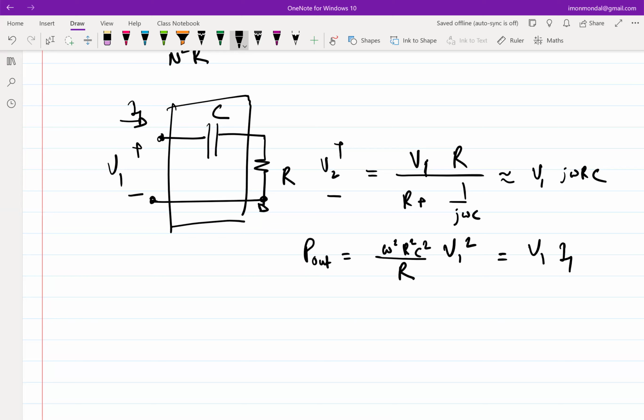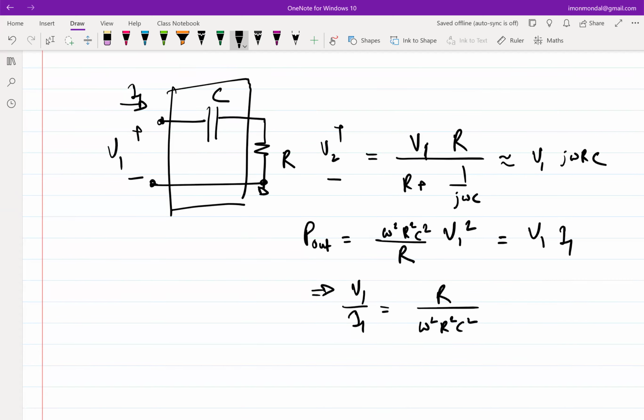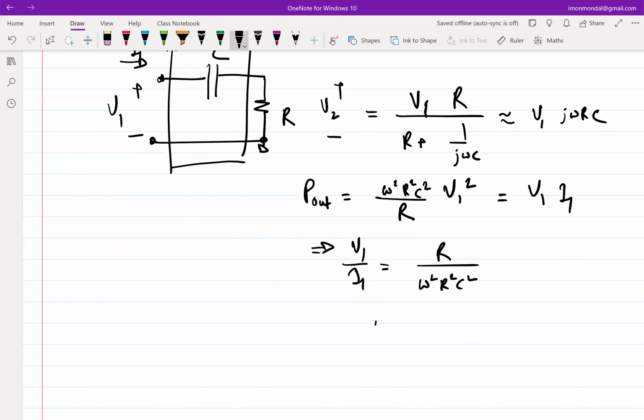Correct? So I am equating real power here, right? So you'll have real quantities. So real quantity of I1, you can assume, because V1 is real. Okay. So essentially then your V1 over I1 becomes R by omega square R square C square. Correct? So all you have to ensure is omega square R square C square, in this case, is equal to 1 over 4.